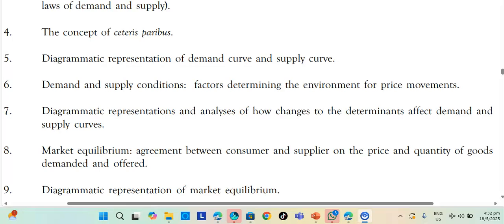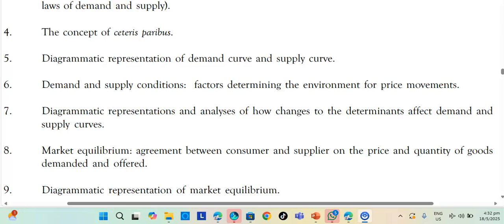And the first factor we are going to look at is income of consumers. So when people earn more money, they usually buy more goods. When income decreases, people have less money to spend. So if someone gets a salary raise, they may eat out more often or buy a new phone.